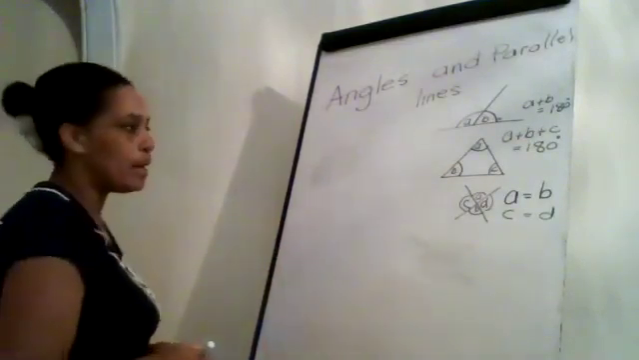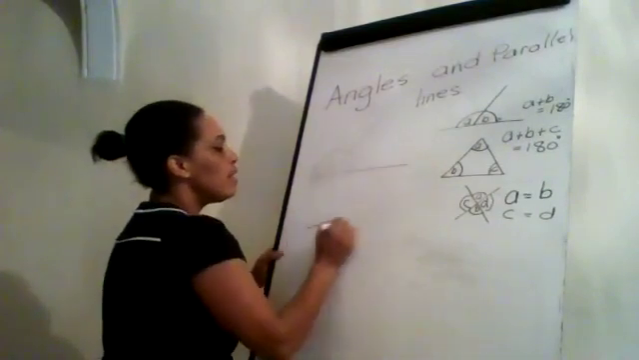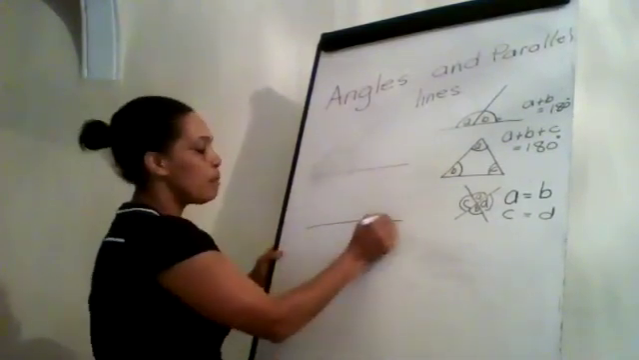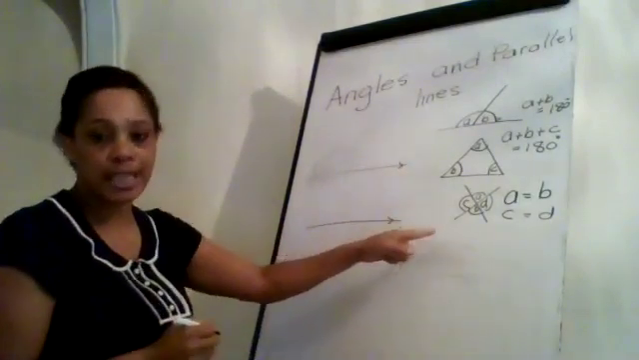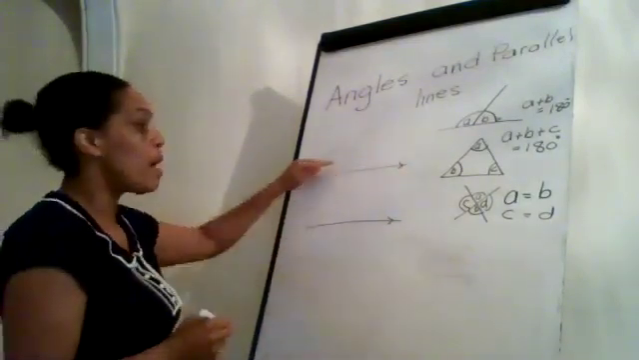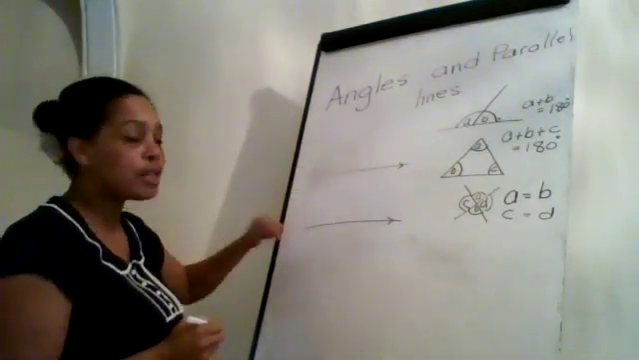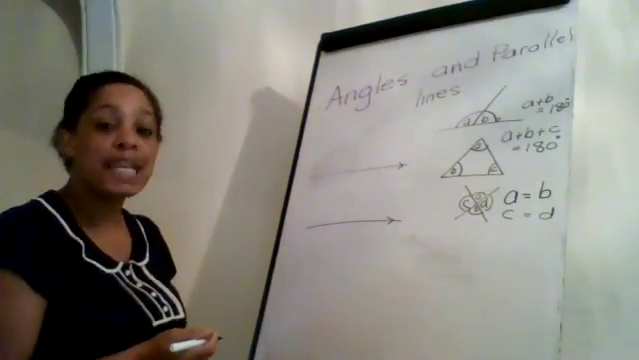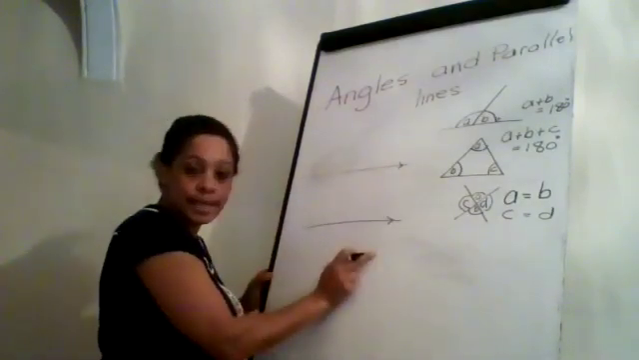What are parallel lines? Parallel lines are lines that are equal distance apart, or what we call equidistant, and they're running in the same direction. In other words, they will never meet.